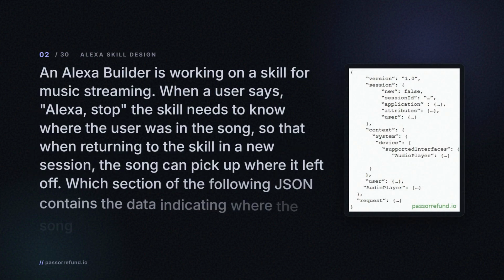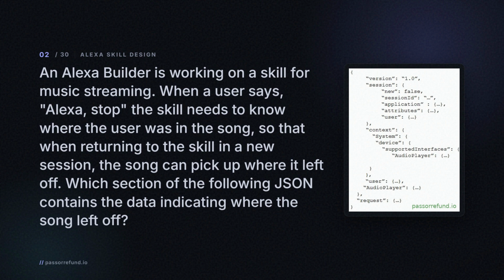Now, consider this. Imagine an Alexa builder is making a skill for music streaming. So when someone says, "Alexa, stop," the skill really needs to remember where they were in the song. That way, when they come back to the skill later, it can just pick up right where it left off. Okay, so which part of this JSON here actually holds the data showing where the song stopped?